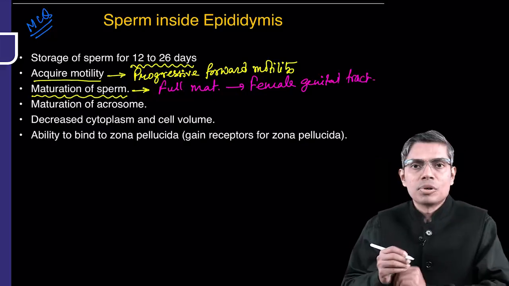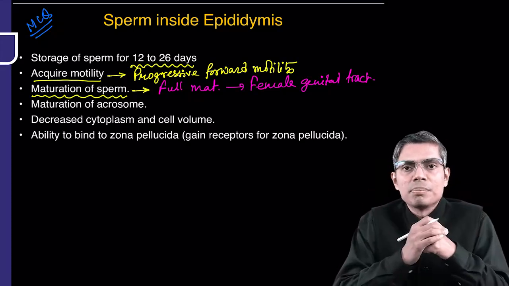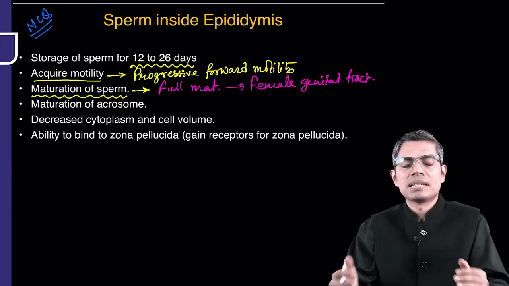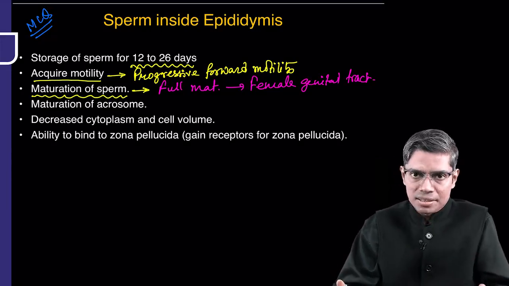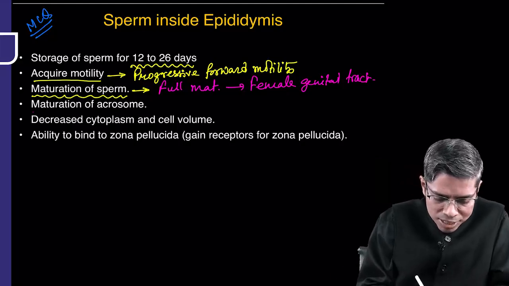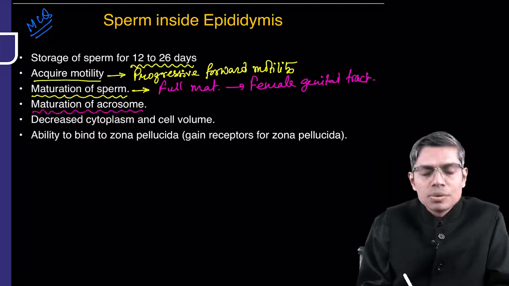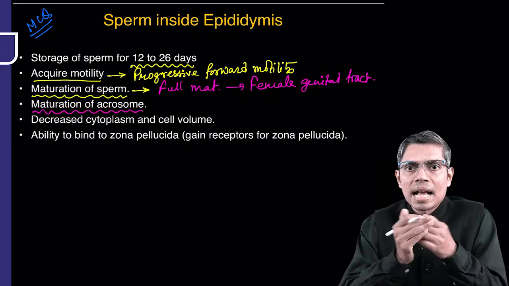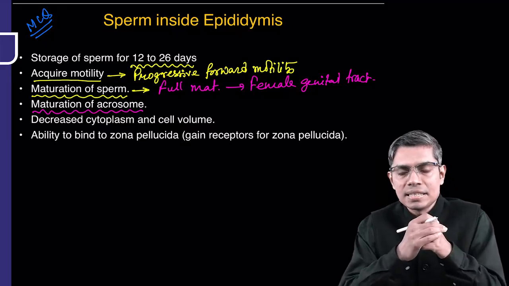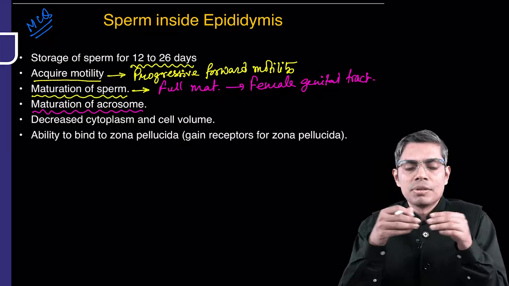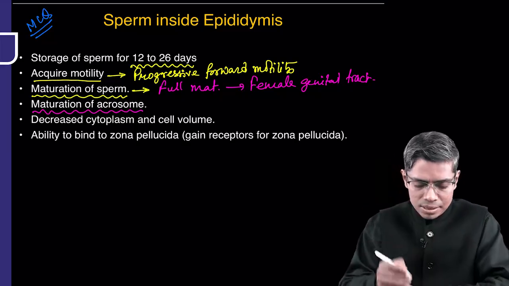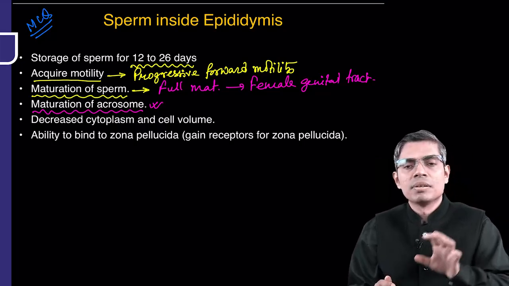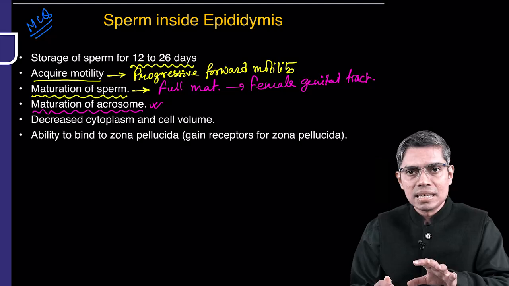That final motility, or the full maturity of the sperm, means the process of capacitation, which is going to happen inside the female genital tract, right? Okay. Then maturation of the acrosome: at the head of the sperm there is a cap known as the acrosome, which contains certain enzymes that are helpful during the process of fertilization. This synthesis and maturation of the acrosome also occur when the sperm is staying inside the epididymis.